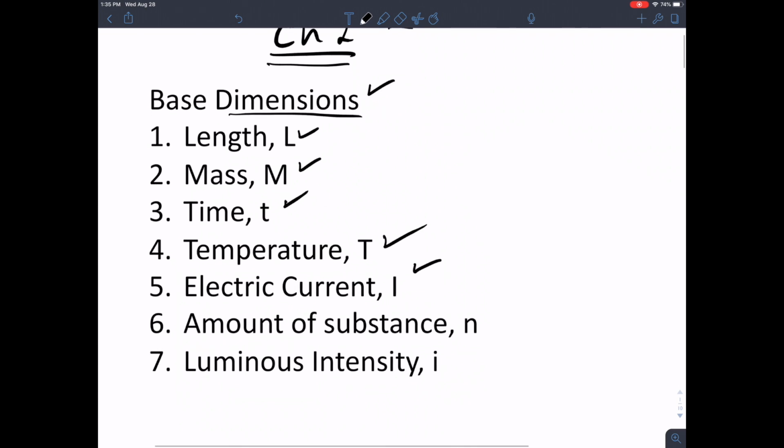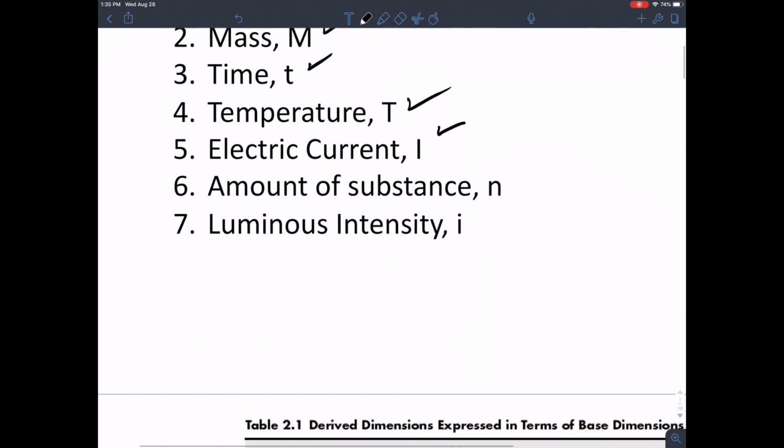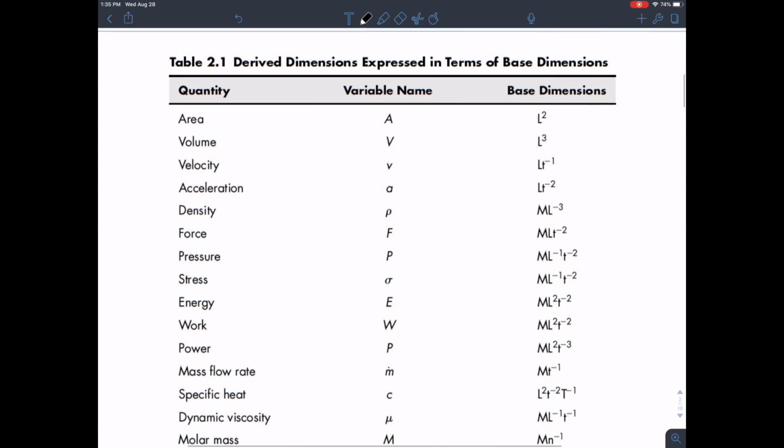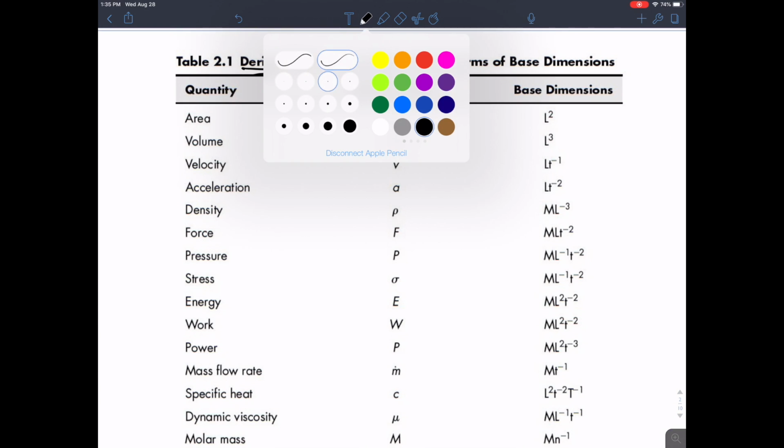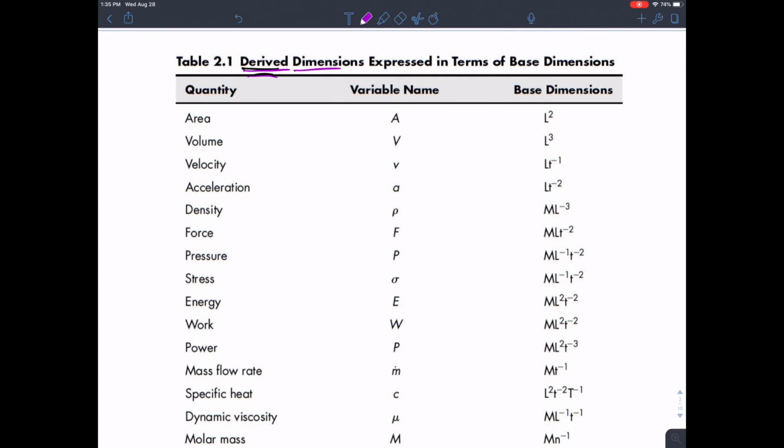He keeps this in general, so we're not talking about SI units versus English units, just in general. He comes up with a table, and the table talks about derived dimensions as opposed to base dimensions. We write derived dimensions in terms of base dimensions. That's a pretty easy concept.